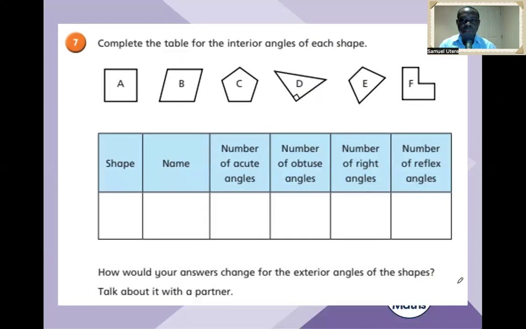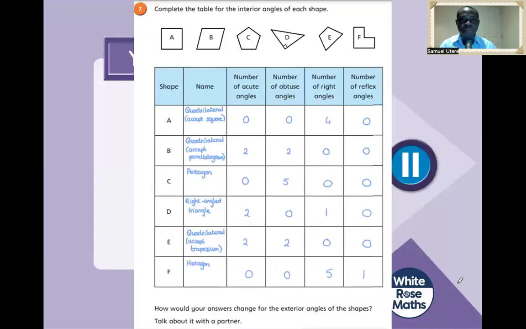Pause the video and answer question 7 in 3 minutes. Assuming you've paused the video and you've answered question 7, here are the answers. Let's discuss them. For question 7, you were simply asked to complete the table for the interior angles of each shape. For shape A, you are asked to name the shape. It's a quadrilateral, and you are asked to write the number of acute angles.